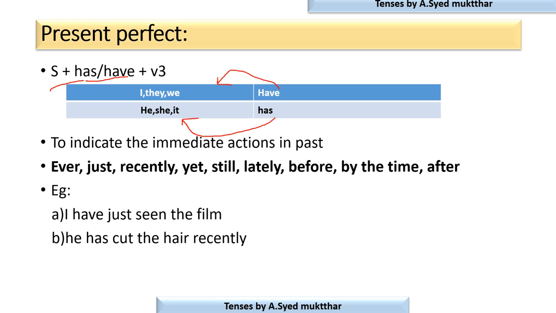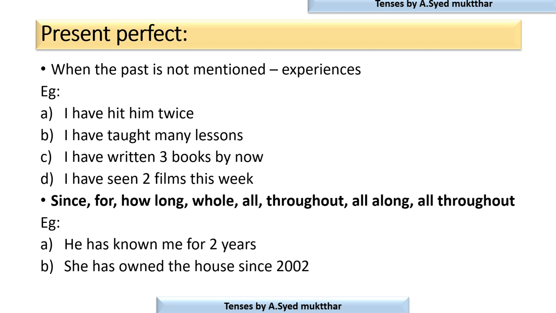Generally, present perfect can be used for indicating immediate actions which are taking place in the present and past. So in this case we should use present perfect for words like ever, just, recently, yet, still, lately, before, by the time, after. In this case, even if the word is hidden in the sentence, we can use present perfect. I have just seen the film. He has cut the hair recently.